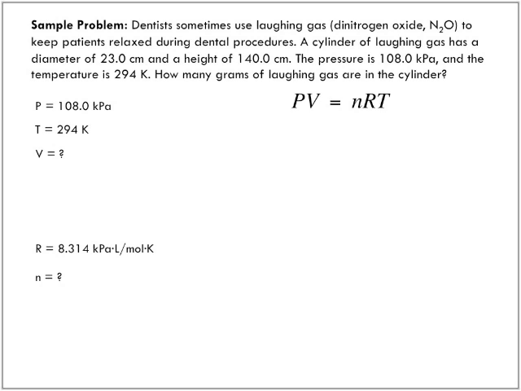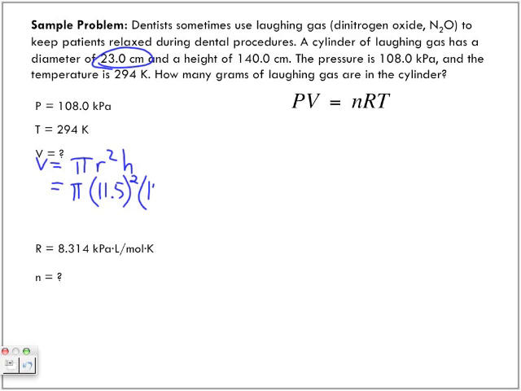So first things first, let's try to find the volume. The volume of a cylinder is pi r squared h. So we're going to have our pi value, and multiply it by our radius. We are given the diameter, which is 23.0 centimeters, so we want half of that diameter to get our radius, which is 11.5. I'm going to square that, and multiply it by our height, which is 140.0 centimeters, and the radius units are also centimeters squared.